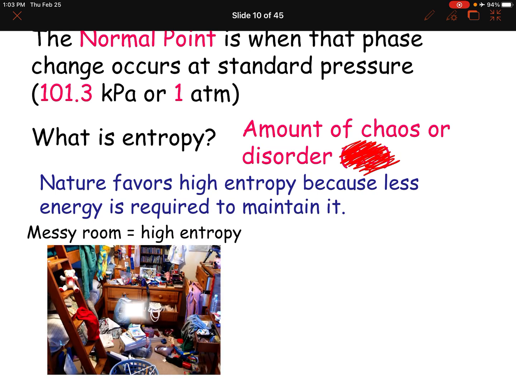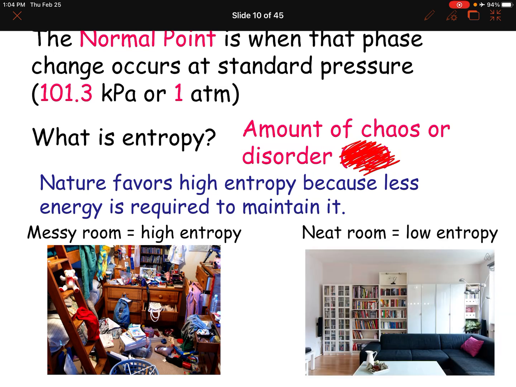A messy room where you just throw stuff everywhere would have high entropy. Disorder, chaos, randomness. In order to keep your room nice and neat and orderly, it's going to take energy. It's going to take time for you to arrange your books and straighten your couch and clear off the table and dust and vacuum or mop. So nature favors high entropy.